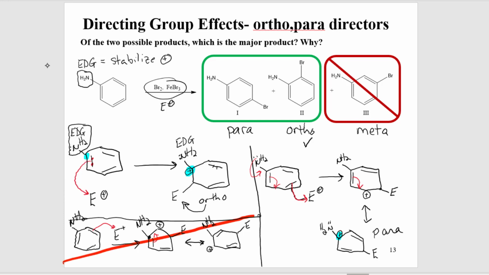Ortho and para both can put the carbocation at the foot of the electron donating group, thus stabilizing the highly energetic intermediate and making things much better for the reaction to go.